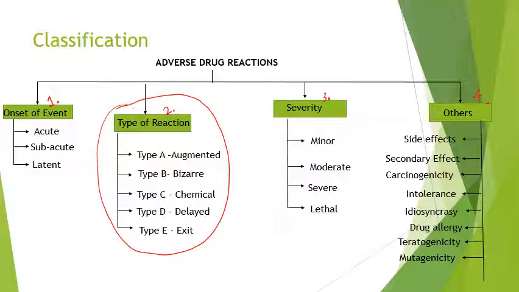Now the last one, mutagenicity. Mutagenicity is the capacity of the drug to cause genetic defects. Now the example may include many anti-cancer drugs, radioisotopes, estrogen and tobacco.